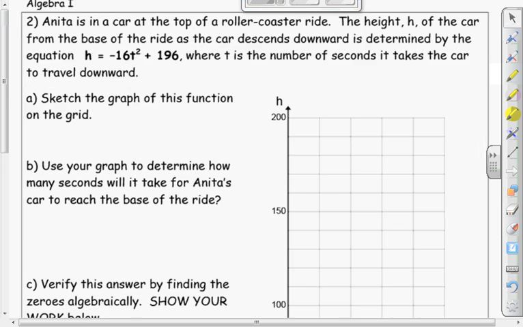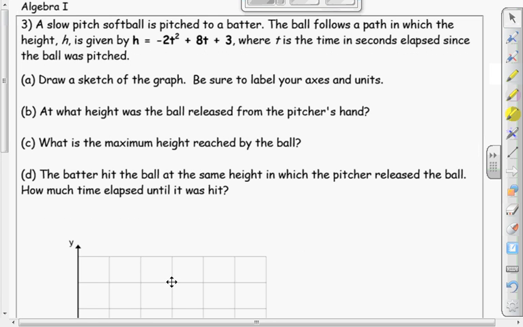And I'm going to skip ahead to question number 3 from your homework. A slow pitch softball is pitched to a batter. The ball follows a path where height is given by h equals negative 2t squared plus at plus 3, where t is the time in seconds elapsed since the ball was pitched. Draw a sketch of this graph. Be sure to label your axes in units.